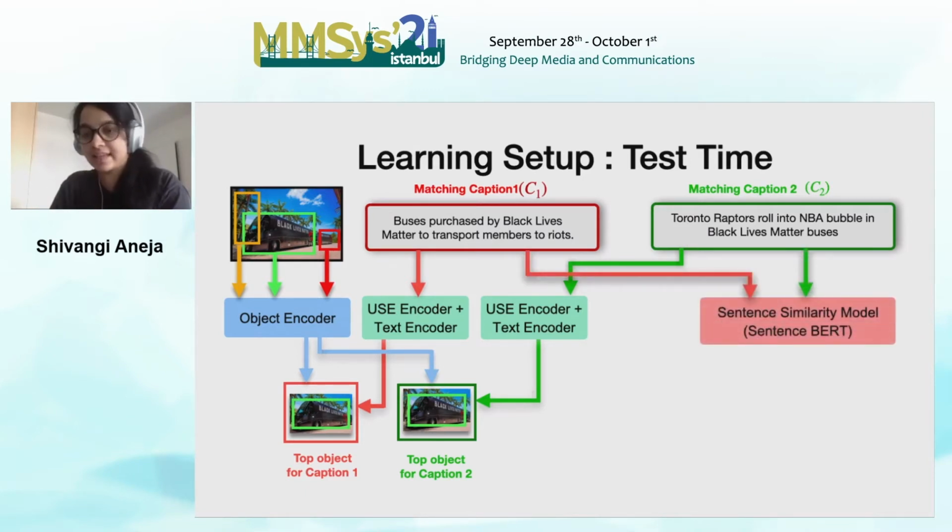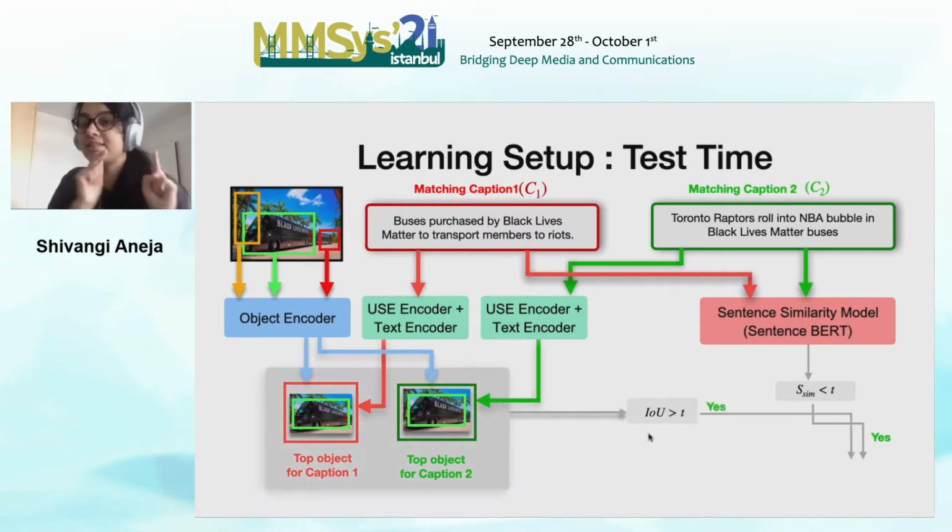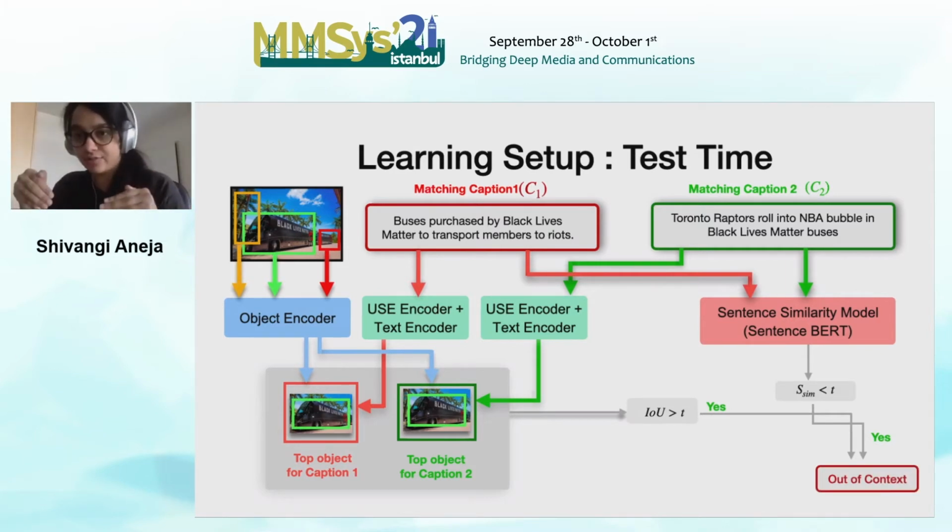And then we use an external language model, which we call Sentence BERT. We first compute the similarity between these two captions. And we say if these two sentences mean completely different things, or they are semantically different and their similarity is lower than a certain threshold, but they align with the same object in the image, so they're saying different things about the same object, then that means this is out of context. This is the misuse of images.